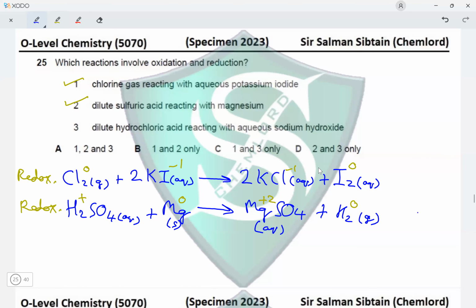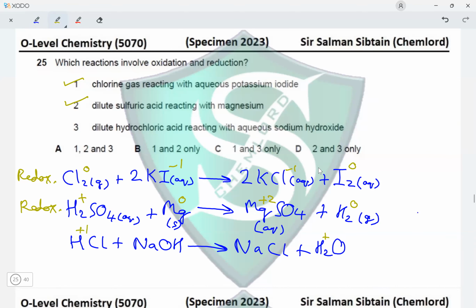We have HCl, we have NaOH. This is a reaction between an acid and a base. An acid and a base result in the formation of a salt and water. So in the case of hydrogen, hydrogen has a charge of +1 in HCl and a charge of +1 in water. So it is not undergoing oxidation or reduction. Chloride ion has a charge of -1 in the molecule of HCl and in the molecule of NaCl as well. So it is not undergoing oxidation or reduction as well.